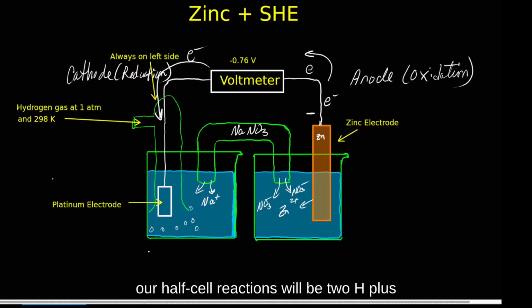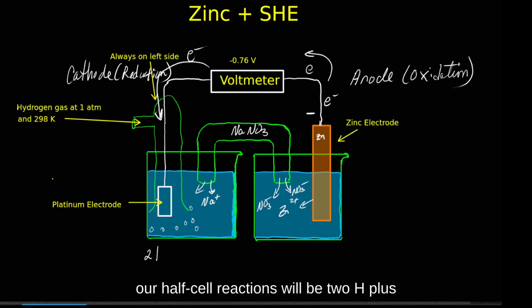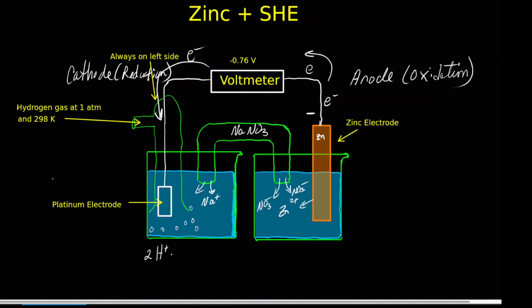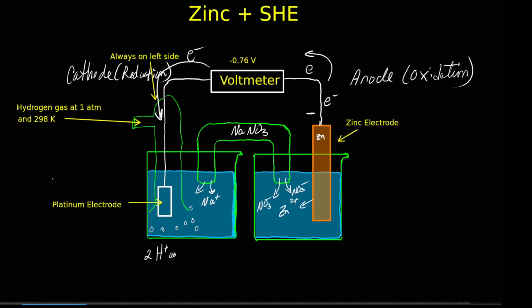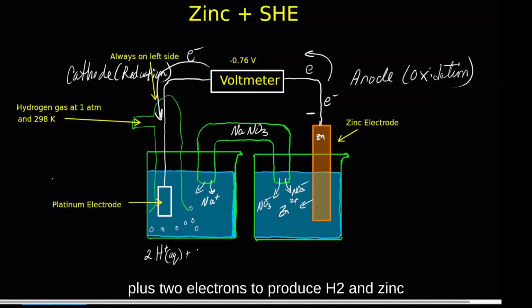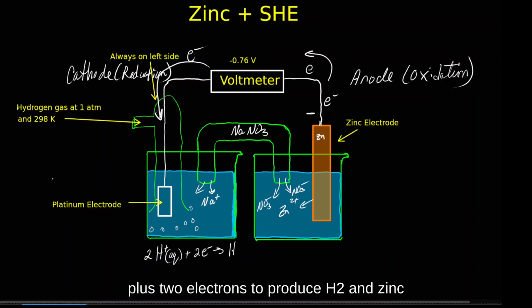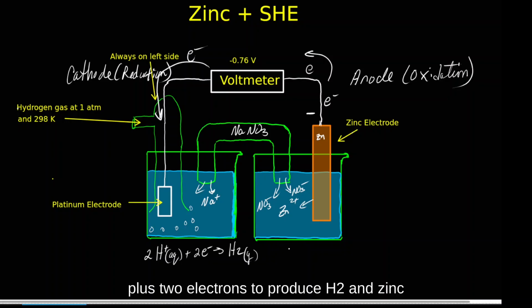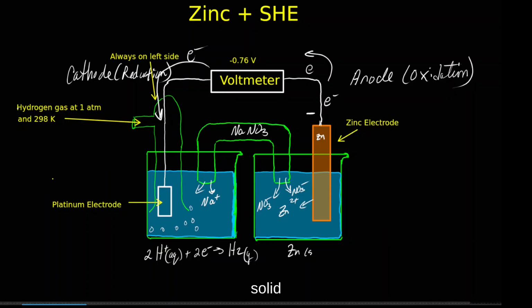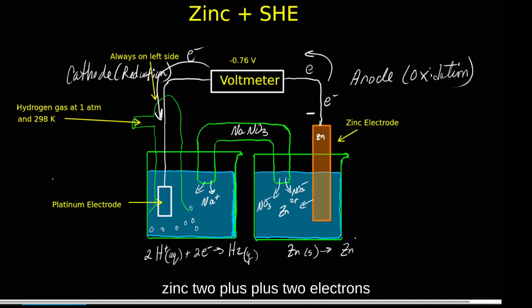Our half cell reactions will be 2H plus plus 2 electrons to produce H2, and zinc solid produces zinc 2 plus plus 2 electrons.